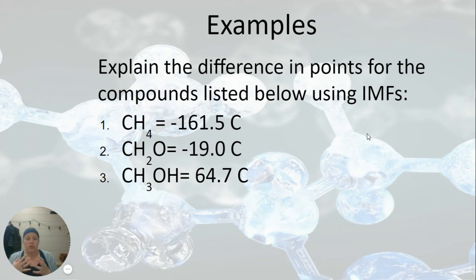The Lewis structures that we drew previously, we're going to keep rolling with those examples, have the following boiling points. CH4 has a boiling point of negative 161.5. CH2O has a boiling point of negative 19, and CH3OH has a boiling point of 64.7. What I want you to do is tell me why compound number 3 has the highest boiling point compared to compounds 1 and 2. So take your time, try to answer that using intermolecular forces, and then in the next video, I will go through and explain that. All right, good luck.